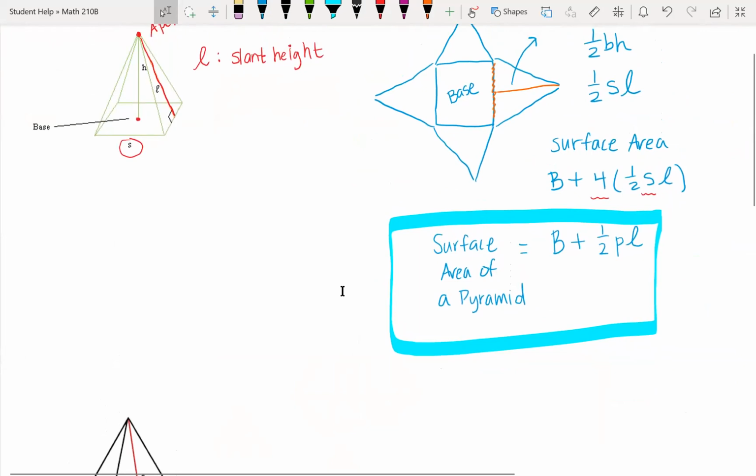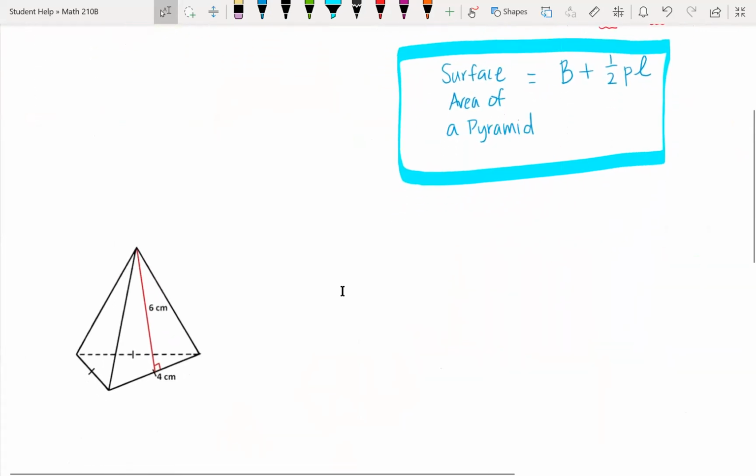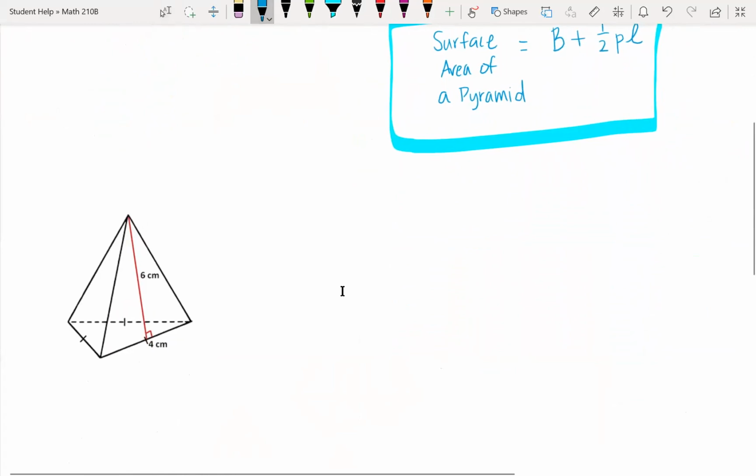So we're going to use this formula to find the surface area of, here we have a triangular pyramid. Even though it looks a little bit skewed, the base is supposed to be an equilateral triangle. We know that because there are 3 tick marks on each of the sides of the base. And the slant height there is 6 centimeters.